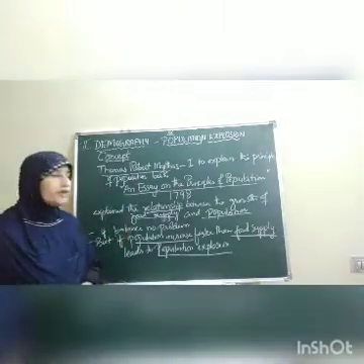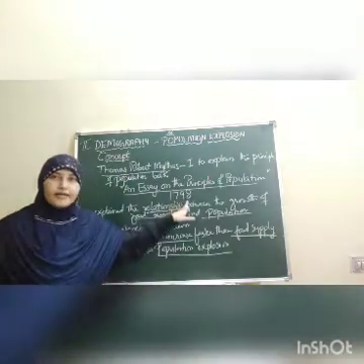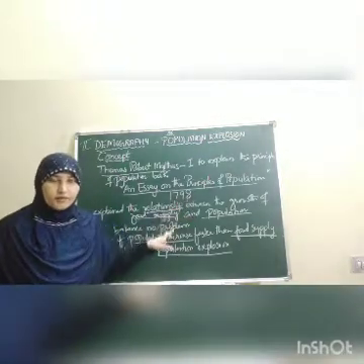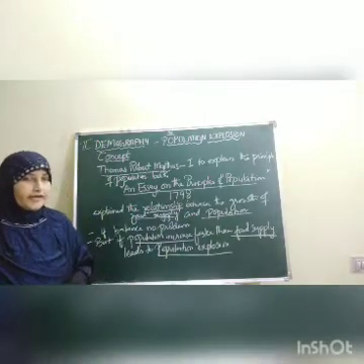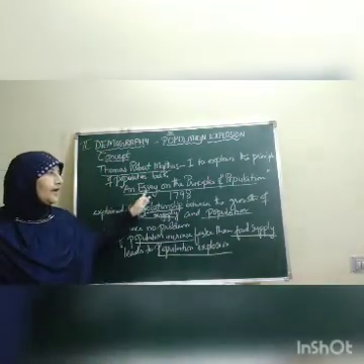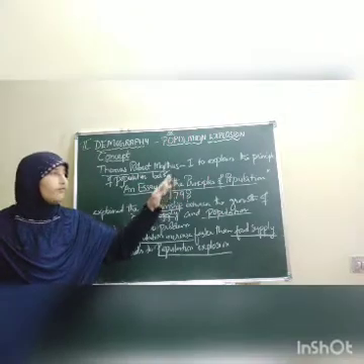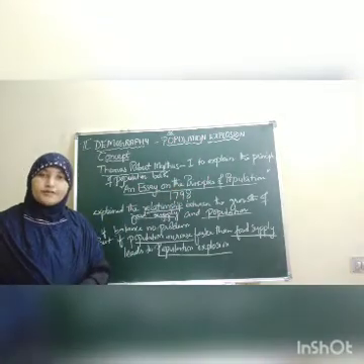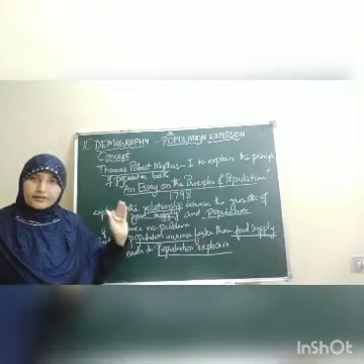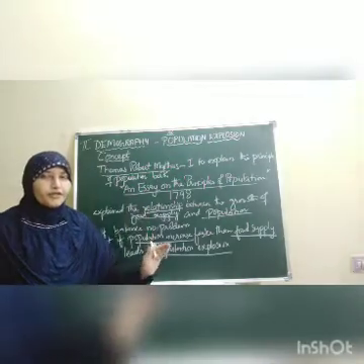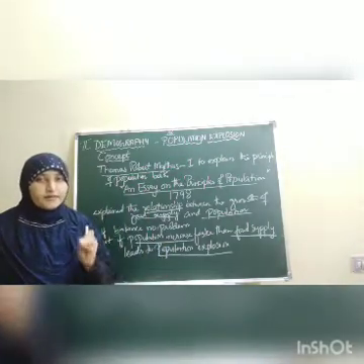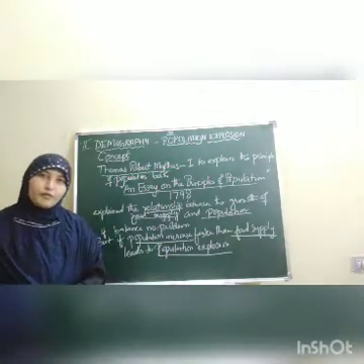He wrote one book in the year 1798, by the name An Essay on the Principles of Population. What was the name, children? An Essay on the Principles of Population. In his book, he mentioned population explosion.